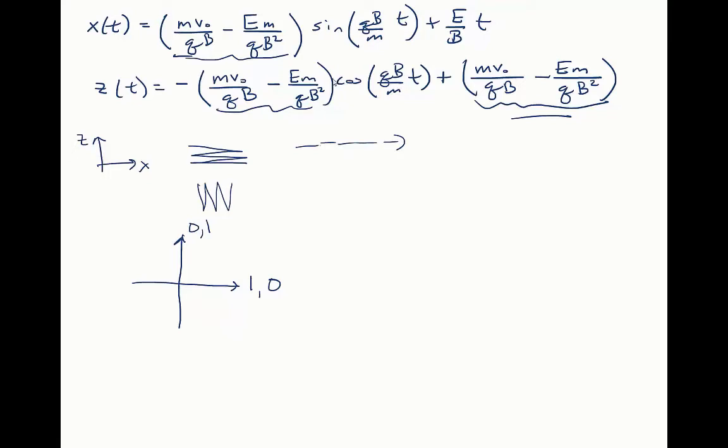So sine and cosine are out of phase. So that means when x is large, z is small. When z is small, x is large. That makes for a circle. But there's a drift in the x direction. So it's making circles, but it's moving to the right. That's our cyclotron motion. If our initial velocity had also included the y direction, then it'd be going through the cyclotron, but also be drifting out of the page with the way I'm looking at it right now.